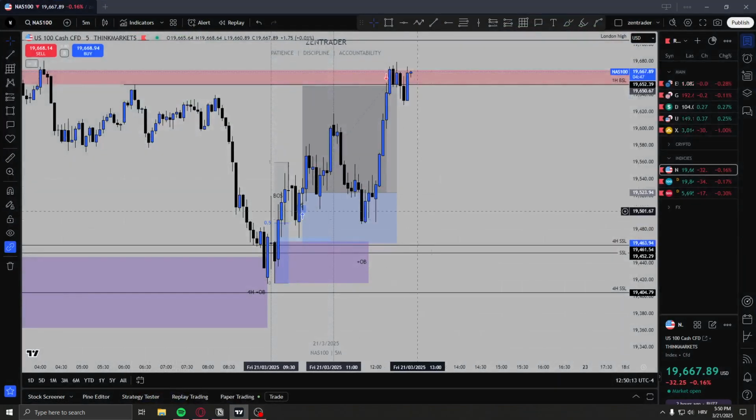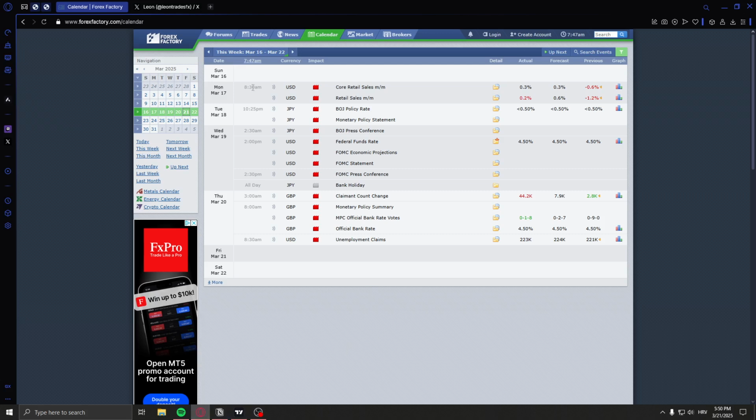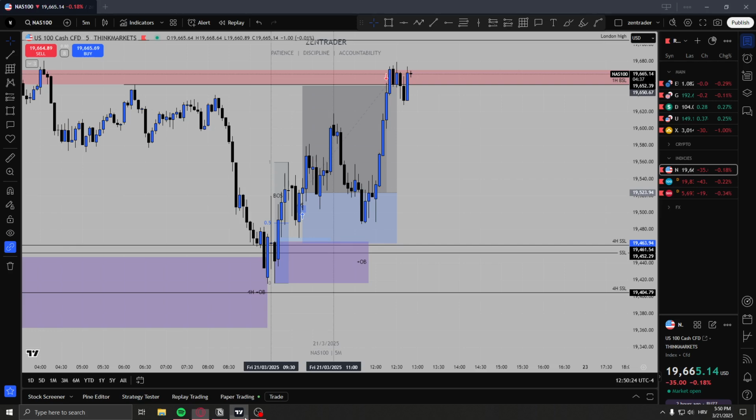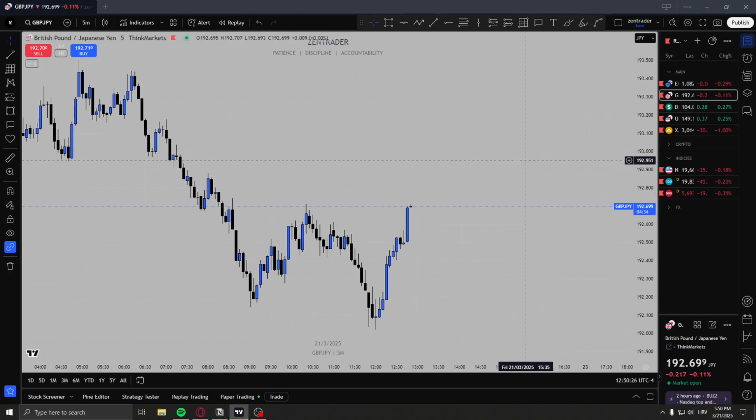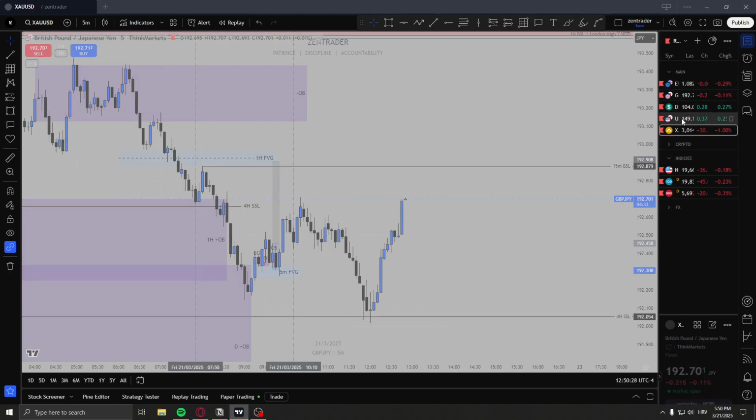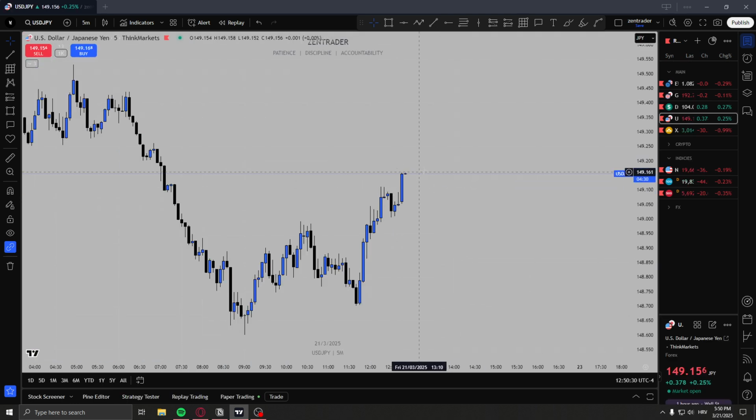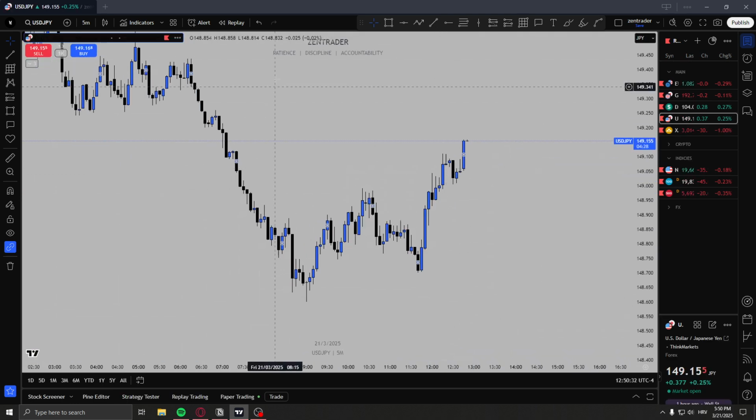So let's start first with the economic calendar. First, we have nothing. We didn't have any news today, so the day was clean to trade. Let's start with GJ. So let's see. Actually, let's start with USD JPY and gold.